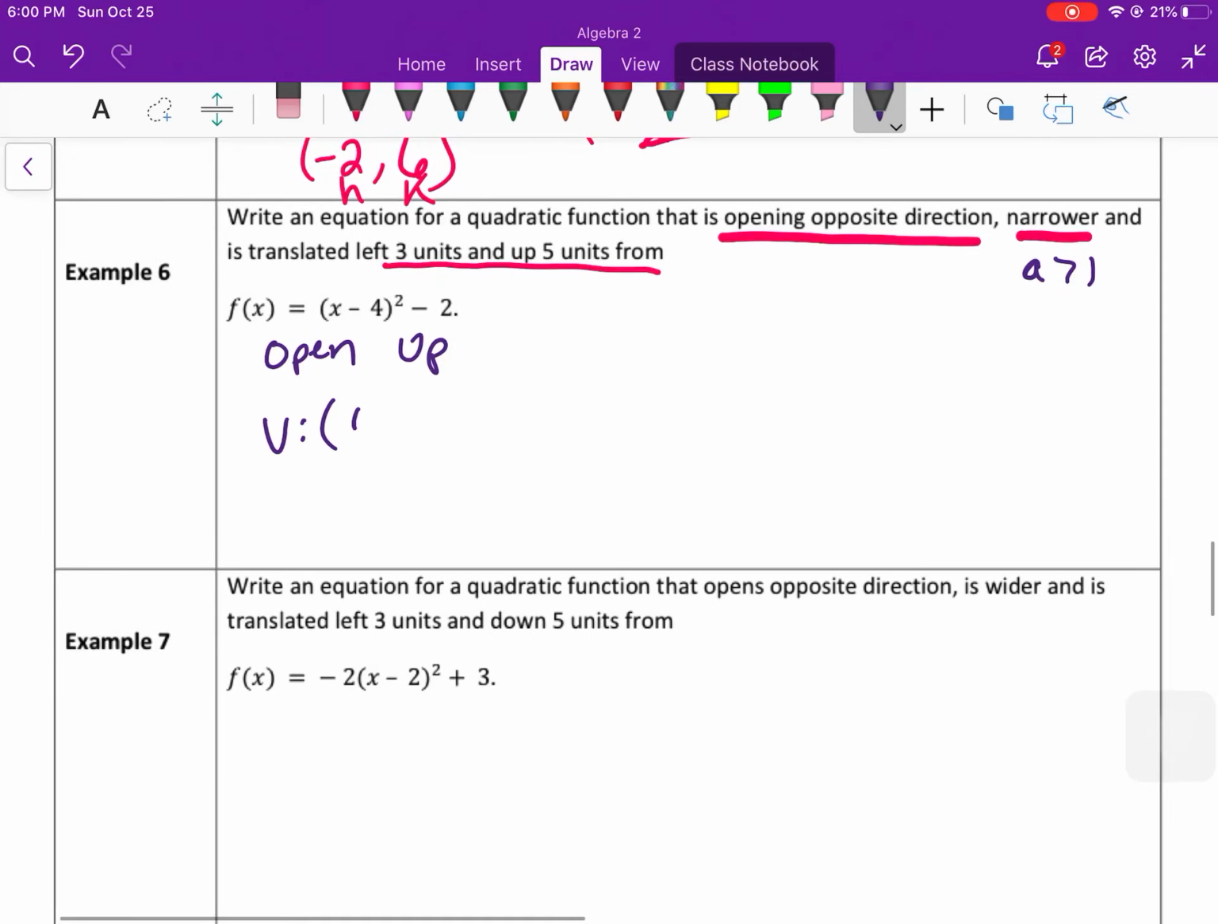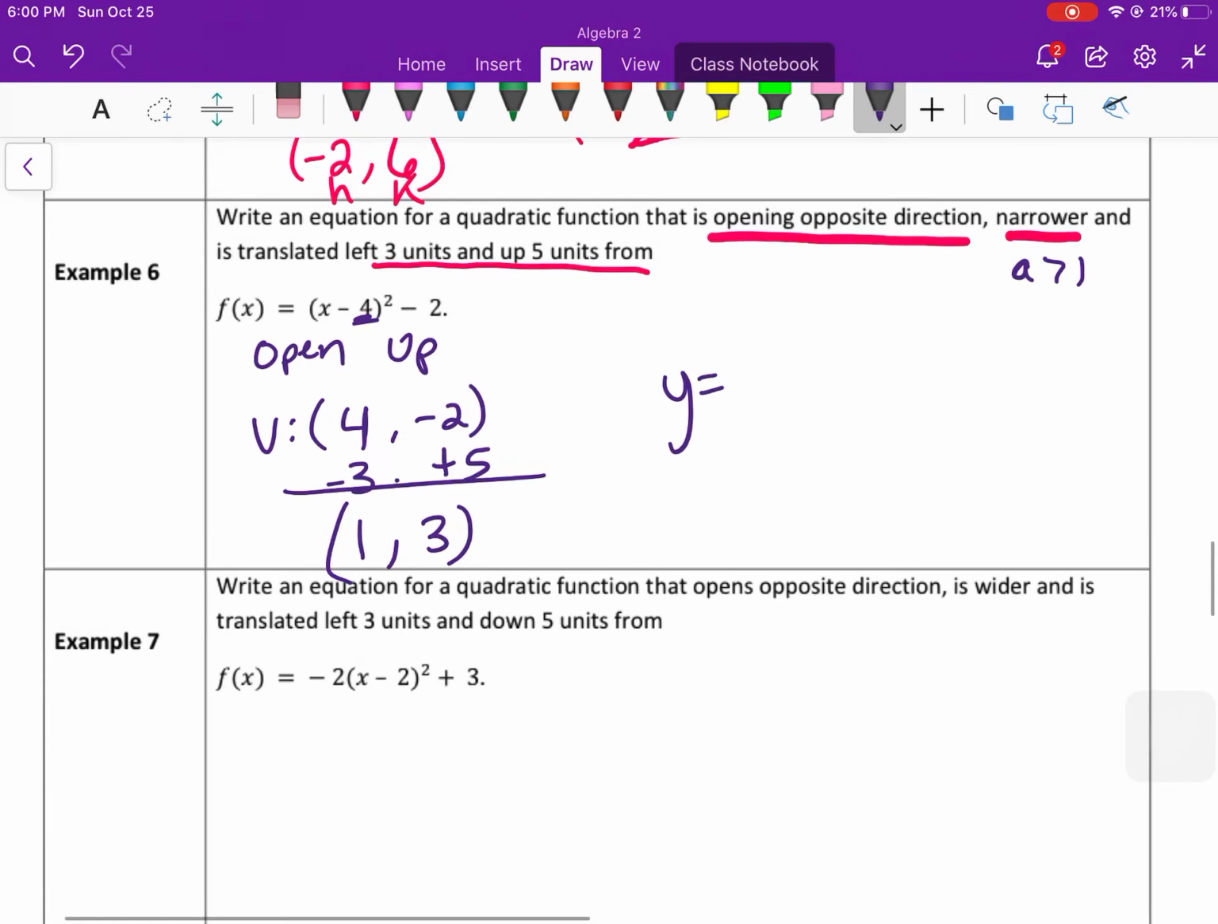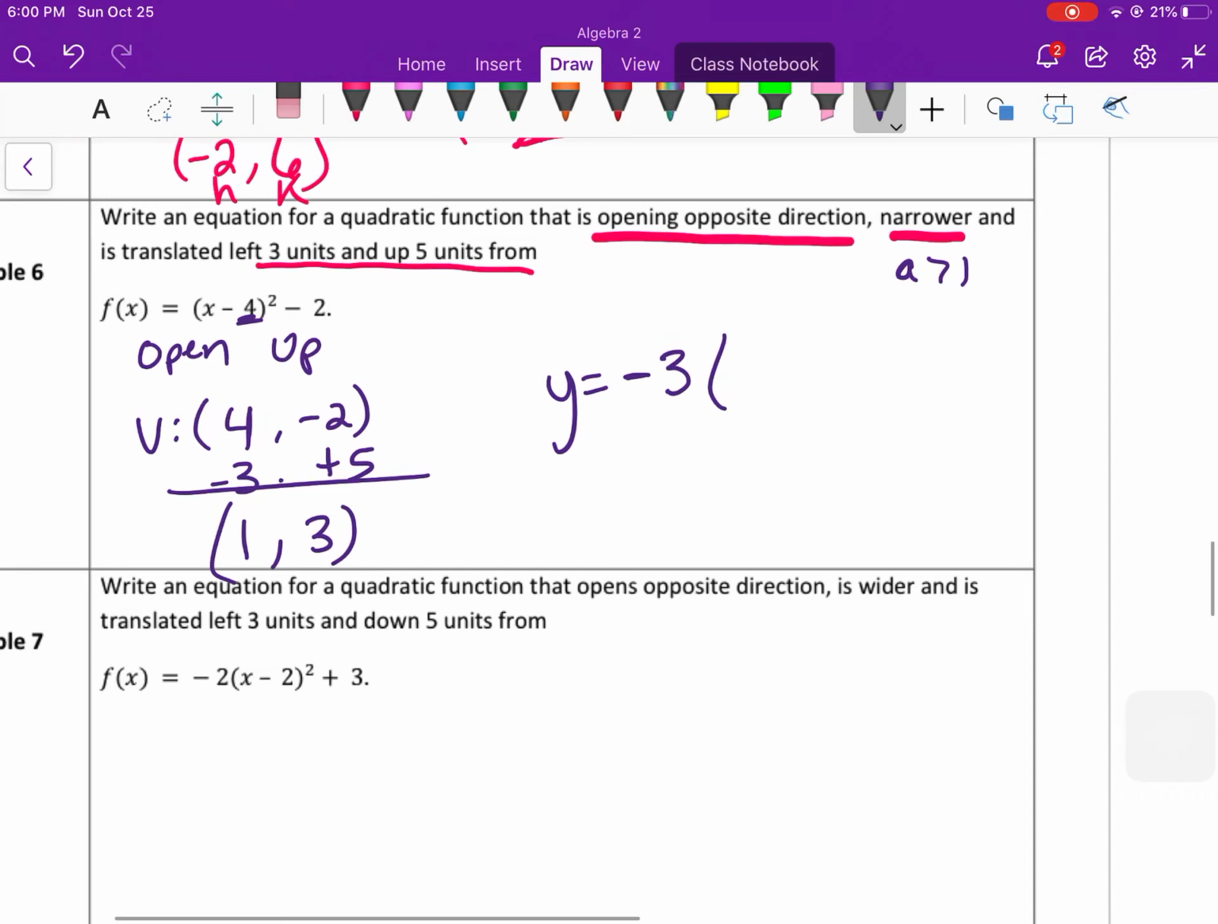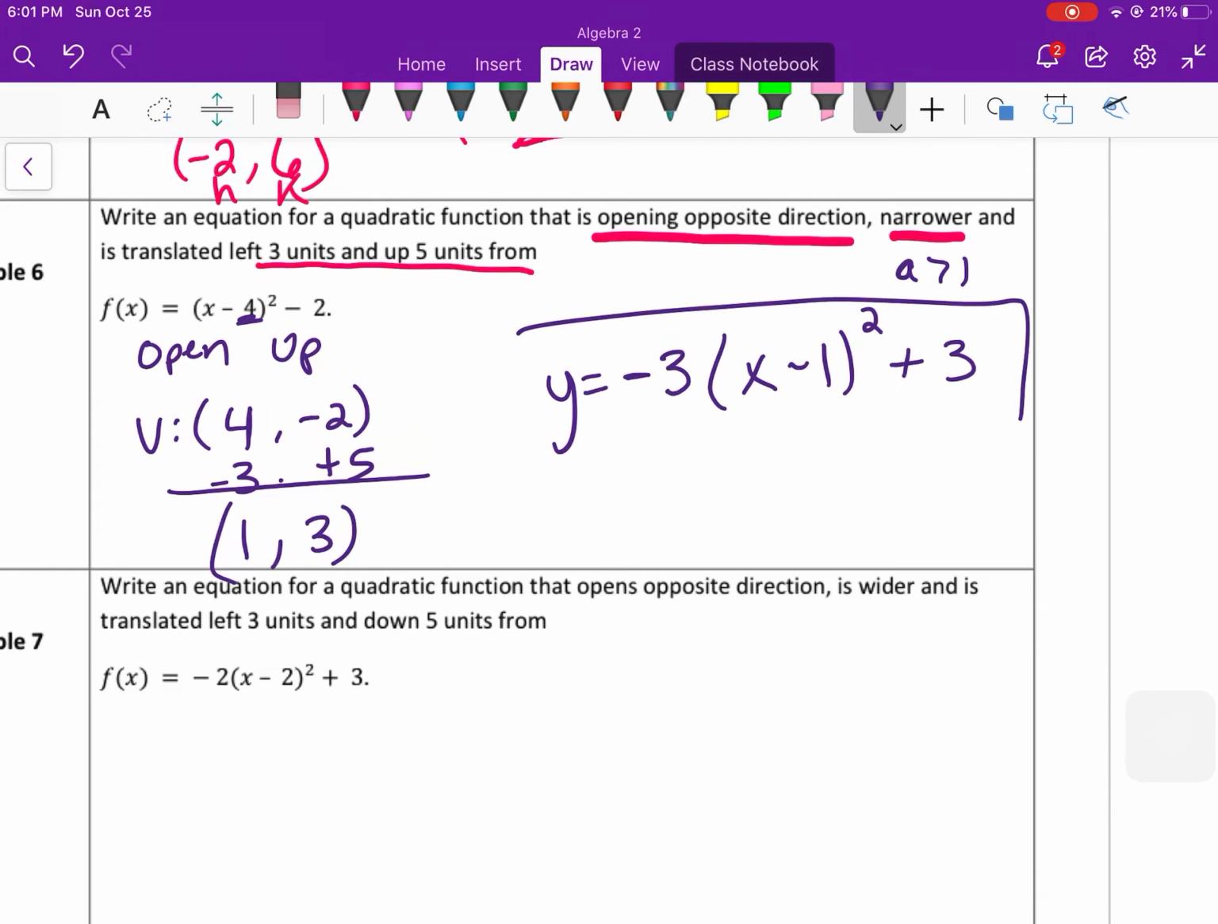So the current vertex is at positive 4, negative 2. So the x coordinate's always opposite there. 3 units left would be subtract 3 from the x. And up 5 would be add 5 to the y. So the new vertex would be at 1, 3. I need a opening the opposite direction. So it opens up, so I want to open down, so negative. More narrow, so how about negative 3? And then hk would be 1, 3. So it'd be x minus 1 squared and then plus 3.